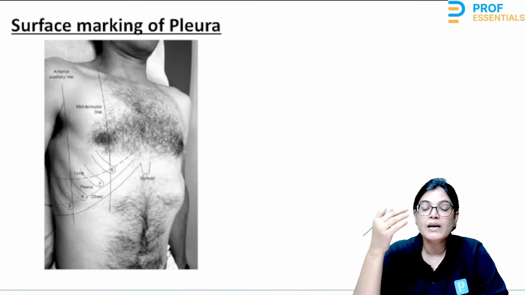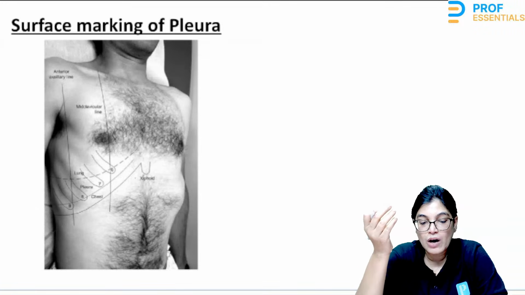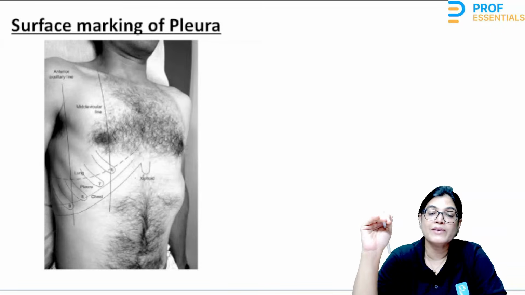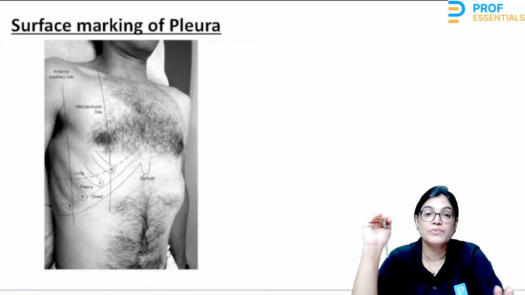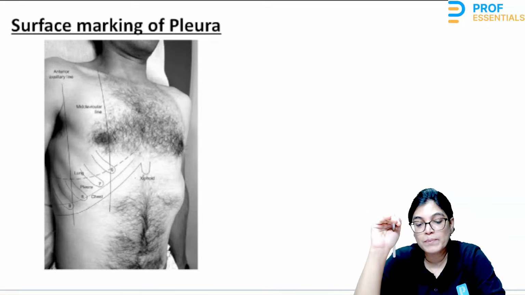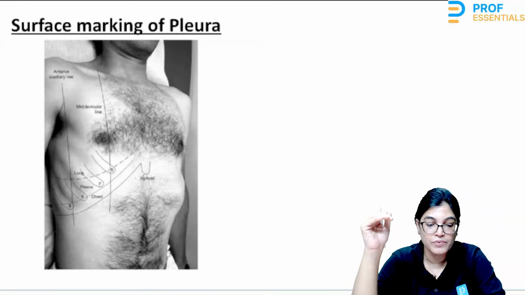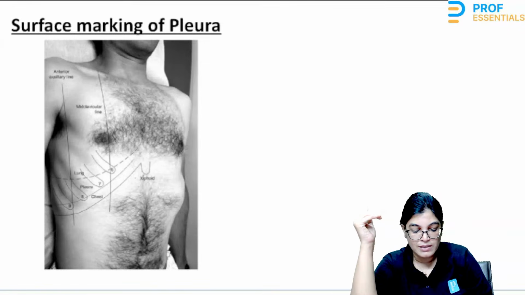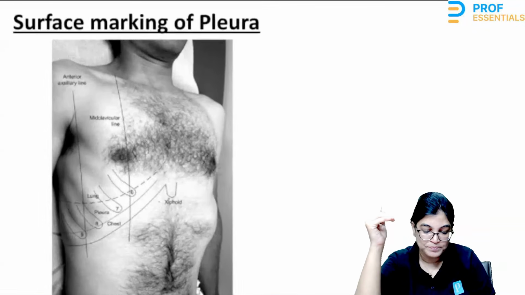Understanding the reflections of the parietal pleura on the surface of the chest wall is very important for surgeons and physicians, as is the surface marking of the pleura. The reflections of the parietal pleura can be marked on the surface, starting with the cervical pleura. For this understanding, this is an image in which you can see.